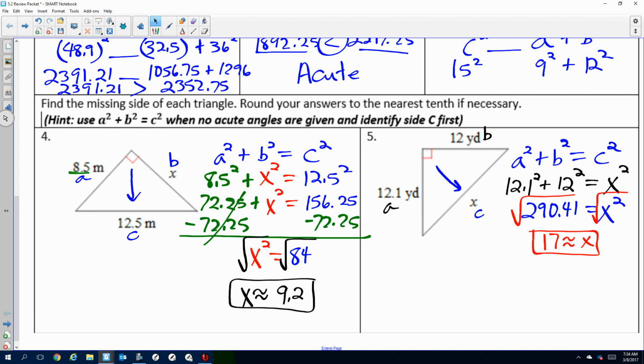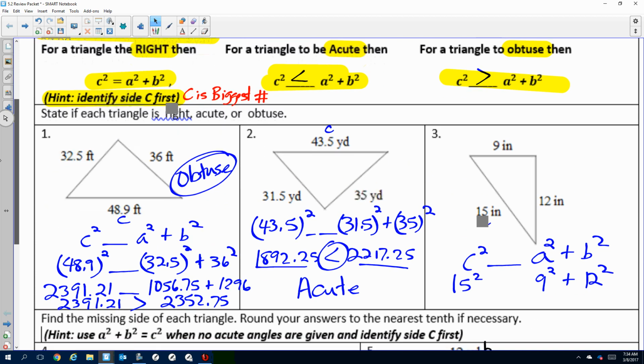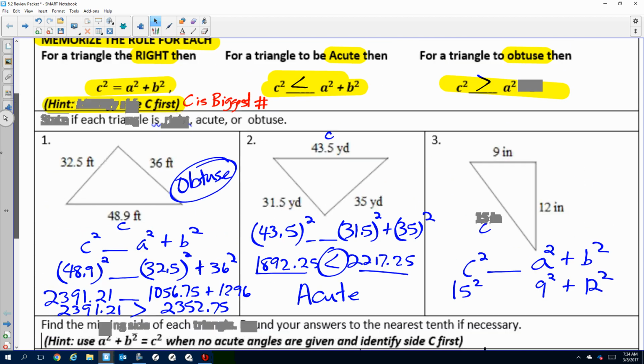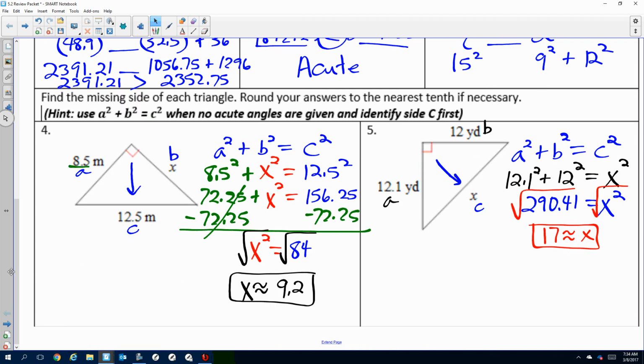All right, so that takes care of understanding the Pythagorean theorem and its converse. Make sure that you study and you memorize this. That's the key. Knowing C is your biggest, being able to plug in the parts, and working backwards sometimes to find the missing part. So that takes care of 1 through 5. I'm going to go into special rights next. Thanks.